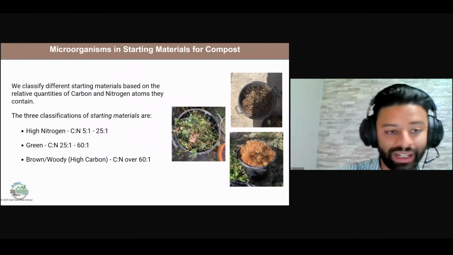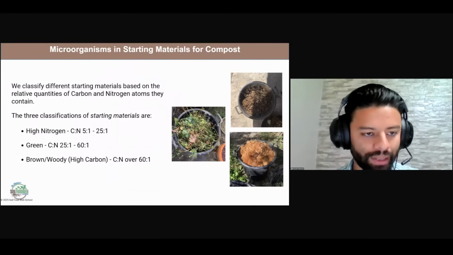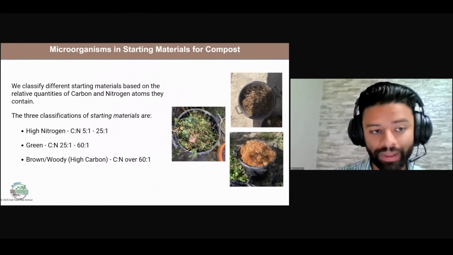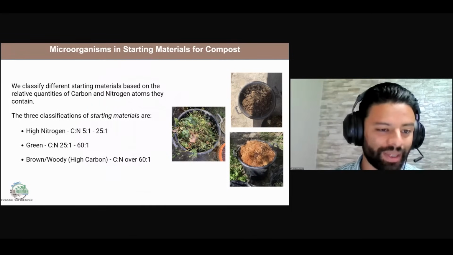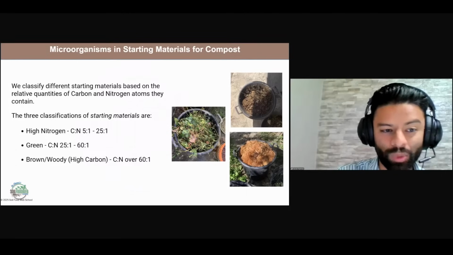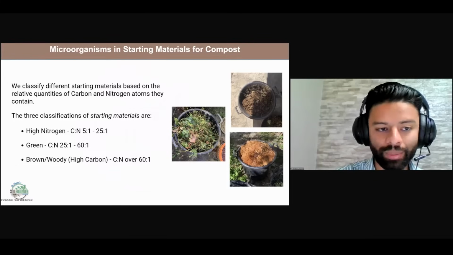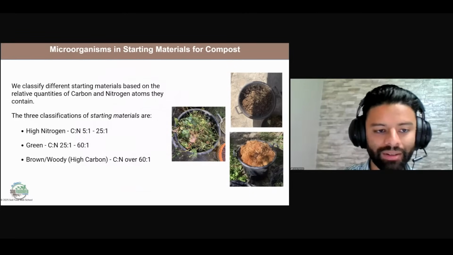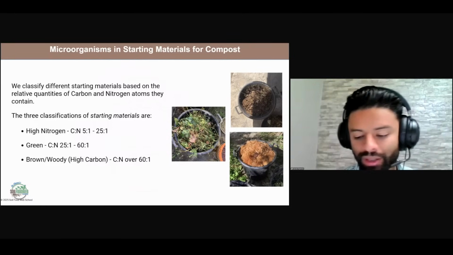One of the categories is high nitrogen materials, which have a ratio that goes from 5 to 25 to 1. That means they have a lot of nitrogen. Then we have the green materials, which are the most balanced. We could say that many of them have a C:N ratio from 25 to 1 all the way up to 60 to 1. We like to say that a good green material is going to average a C:N ratio of 30 to 1. And then we have the brown and woody components of our compost piles, which are very high in carbon, and their C:N ratio goes over 60 to 1.